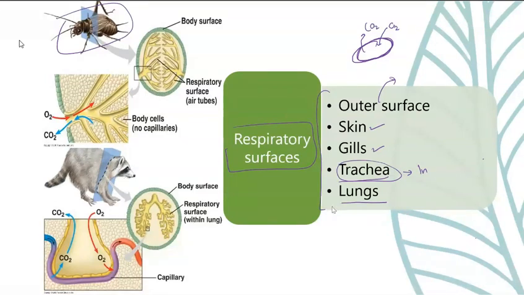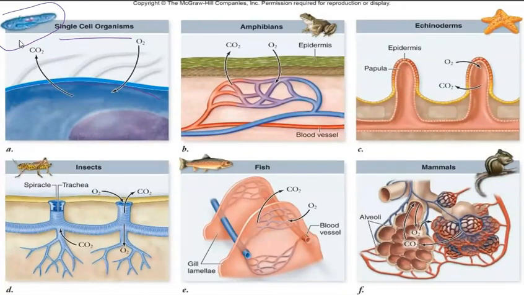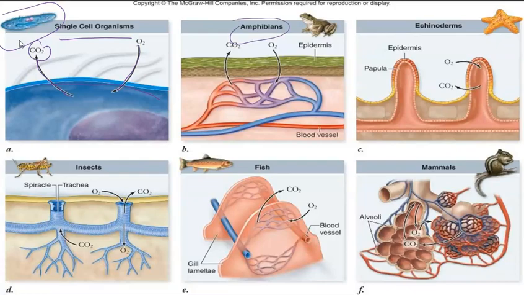So this diagram gives you the different types of respiratory surface. As I said, unicellular organisms such as amoeba or paramecium, single cell organisms, depend on the plasma membrane of the cell. Oxygen diffuses in, carbon dioxide diffuses out. And then amphibians, gas exchange can be through the skin. So this is the skin of the frog, or through the lungs. So dia boleh dua-dua, skin and also lungs. And then beneath the skin, it has many blood capillaries that are involved in the transportation of the gas throughout the body.